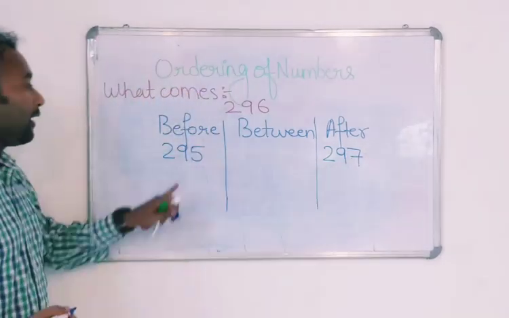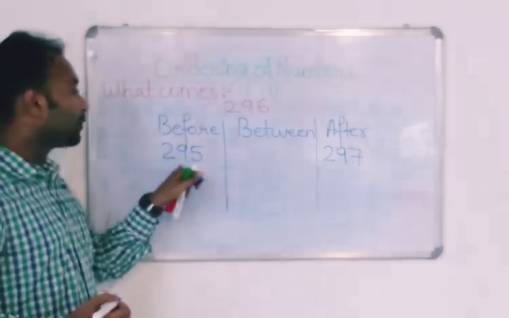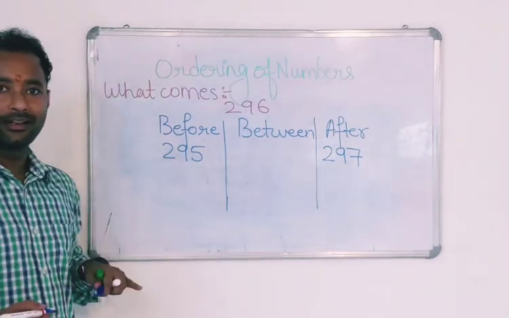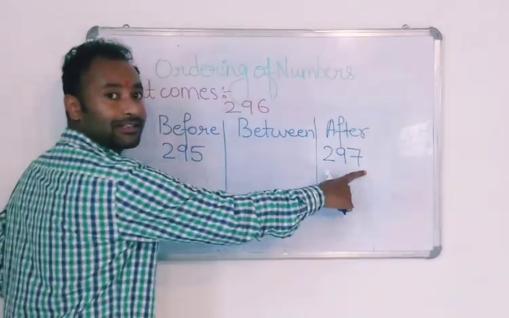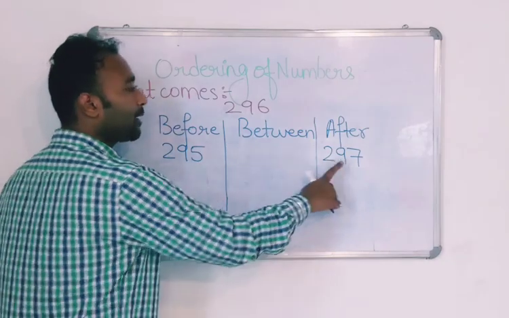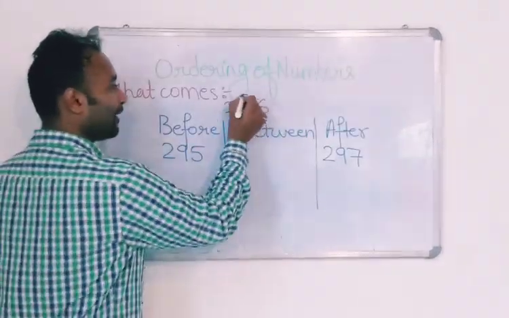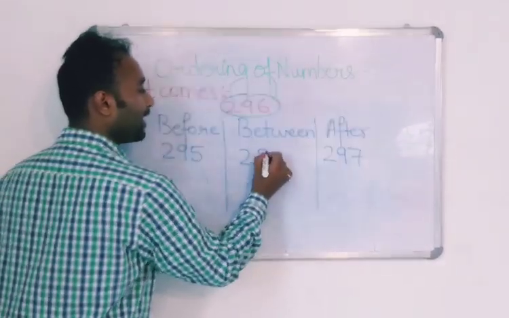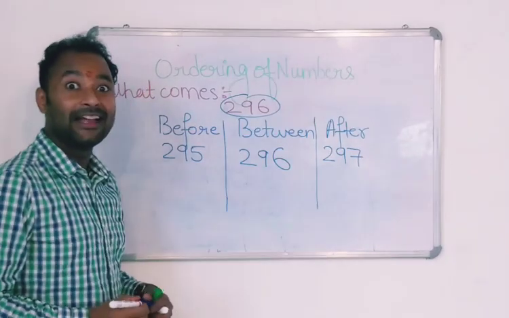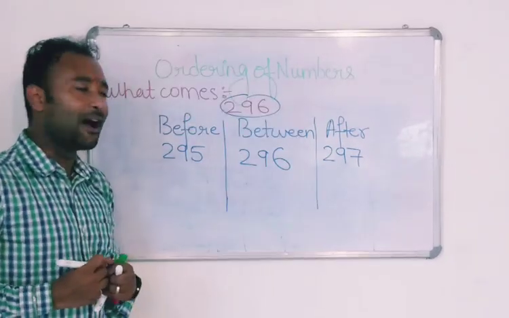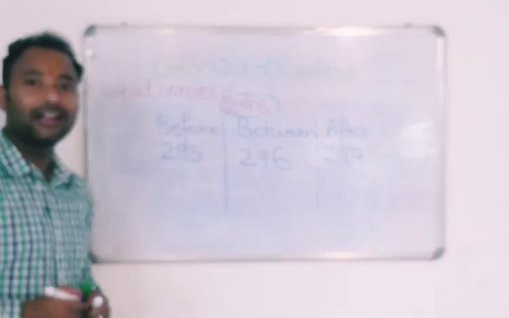297. Now if I ask you what comes between these two numbers, okay, this is your before and this is your after, so what comes in between? And the number is 296. Is it interesting, students? Now next come to another part.